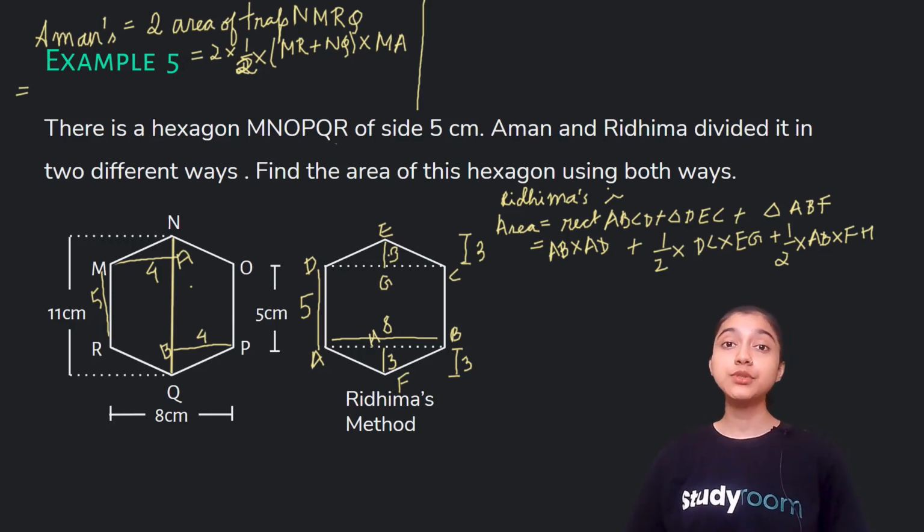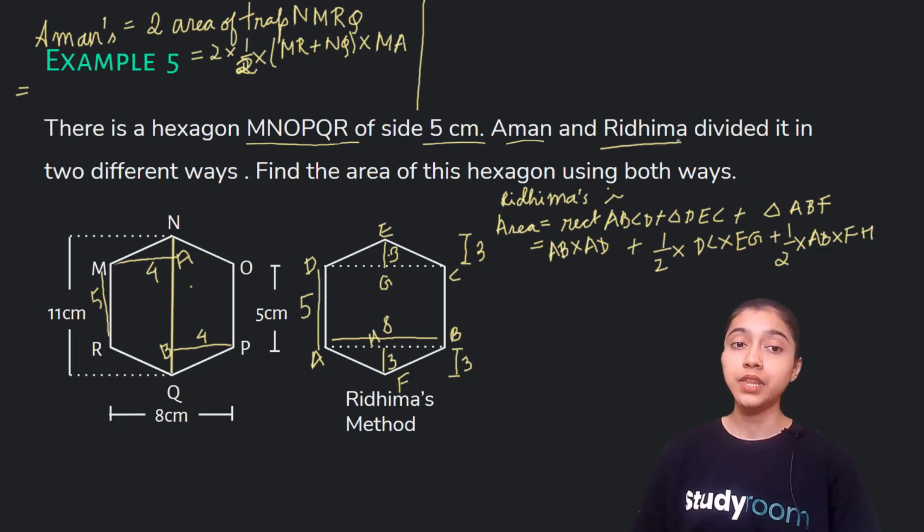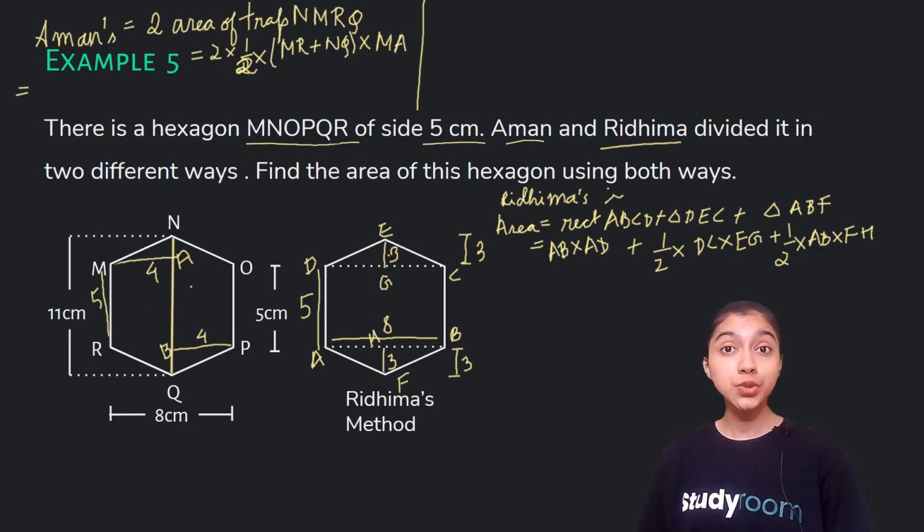Now let's come to the next problem. Here we have a hexagon MNOPQR in which each of the sides is 5 centimeters. So hexagon is a 6-sided figure and each of the sides is 5 centimeters. So it will be a regular hexagon. Now there are two people. One is Aman and other is Riddhima. They tried to find out the area of this hexagon in two different ways.